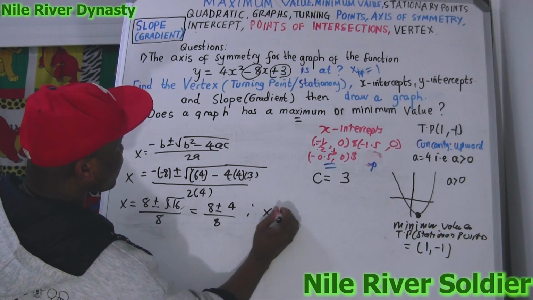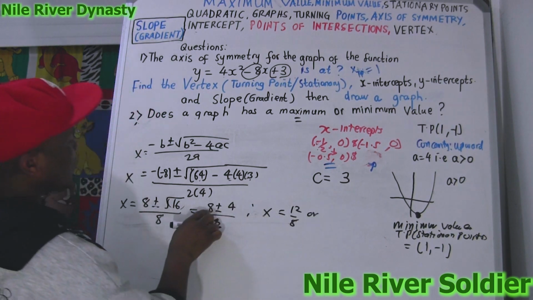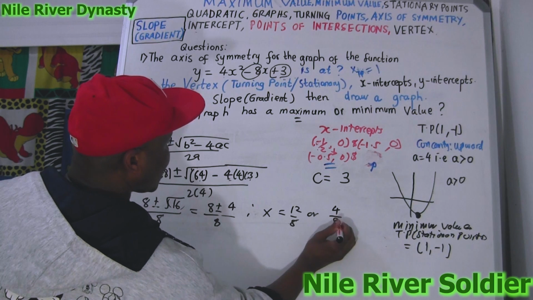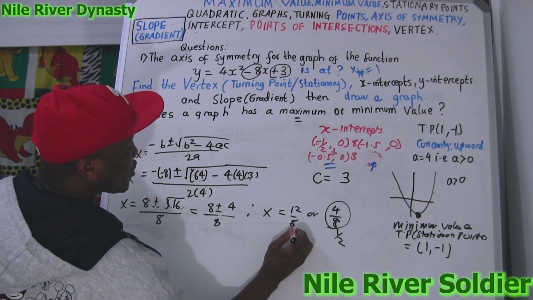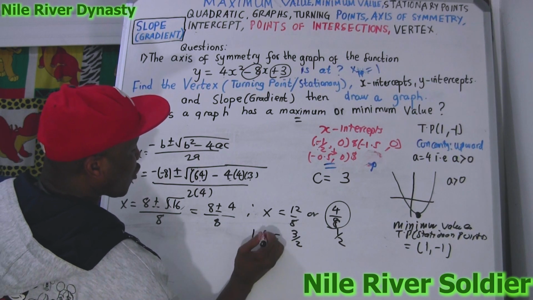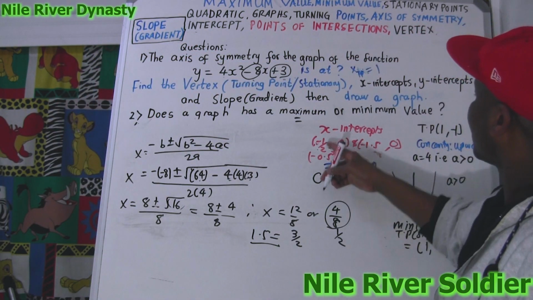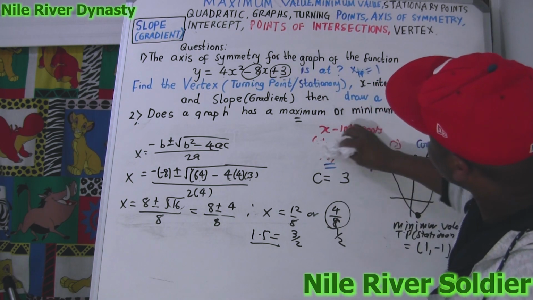So x equals 12 over 8, or 8 minus 4 equals 4 over 8. So this equals a half, and this equals 3 over 2. It's like 1.5. So this is positive here. Okay, so this was wrong here. My apologies.